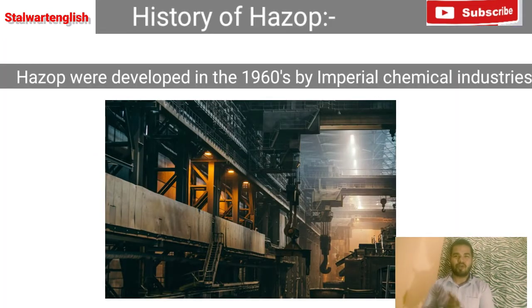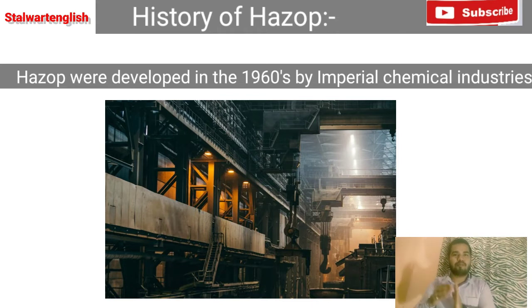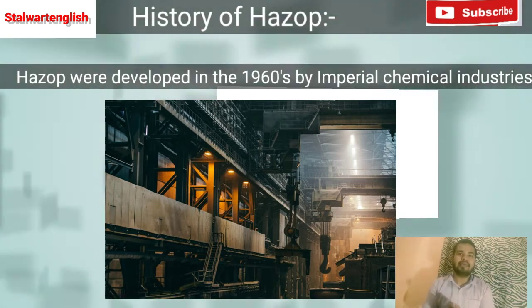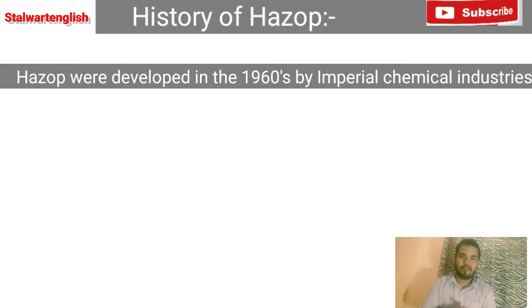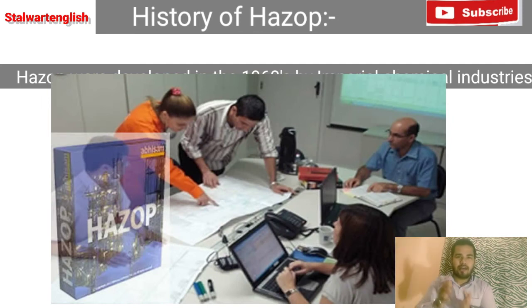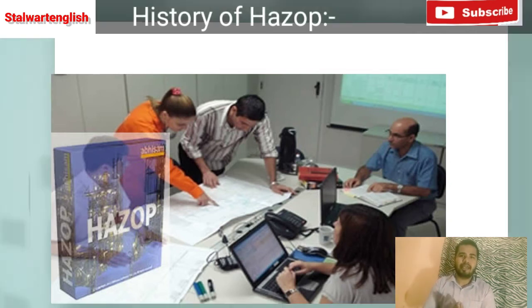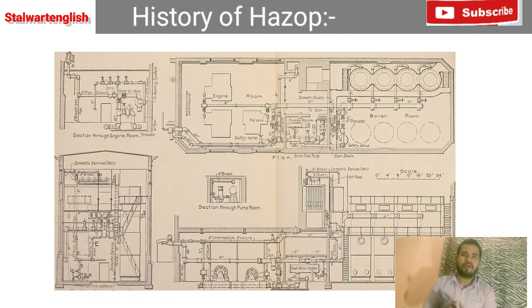HAZOP was developed in 1960 by Imperial Chemical Industries in England. It was recognized that for a new, large, novel, single-unit, complex continuous process, the historical methods of design checking were not enough. A procedure called critical examination was developed, where a team reviewed a process one line at a time, writing down and analyzing its purpose. In the 1970s, the method was speeded up by carrying out the design review on P&ID.